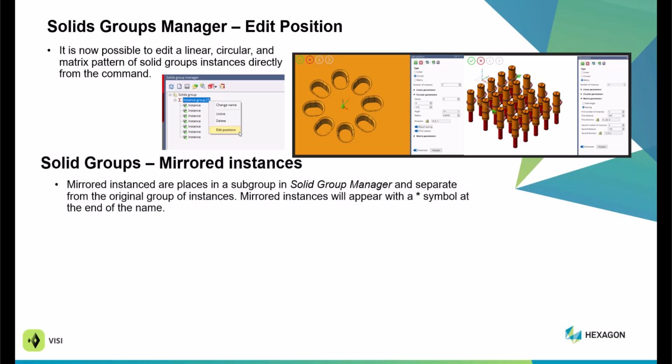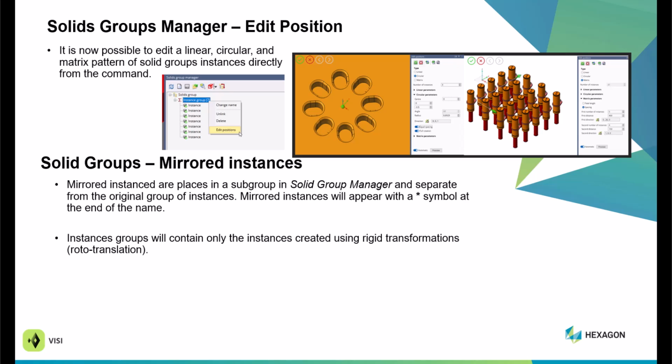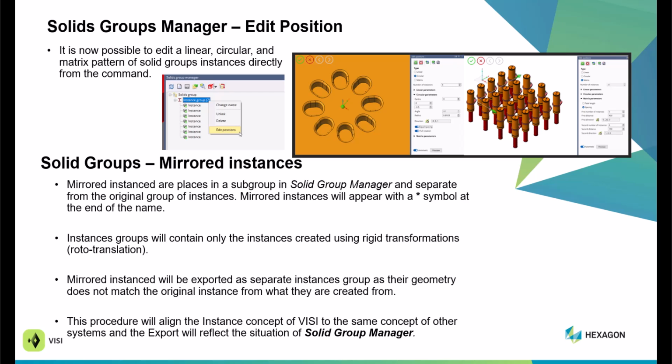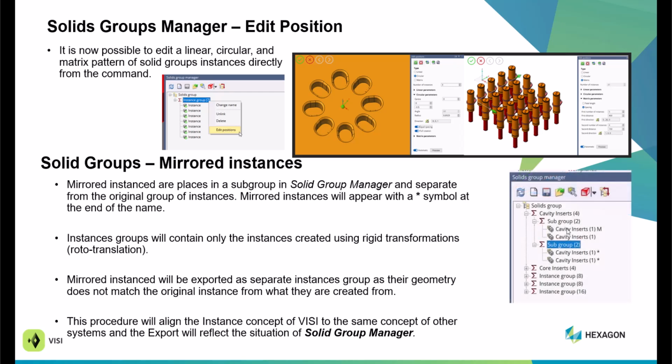Solid Groups mirrored instances. Mirrored instances are placed in a subgroup separate from the original group. You will see a star icon for that group, and for any instances that contain any kind of rigid transformation, such as roto translation, these mirrored instances will be exported separately, as technically the geometry is different in a different position. And the process will be aligned to the instances concept of VISI. So the same concept of other systems for export will reflect inside the Solid Groups Manager.